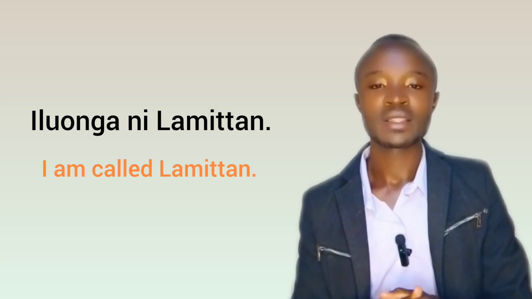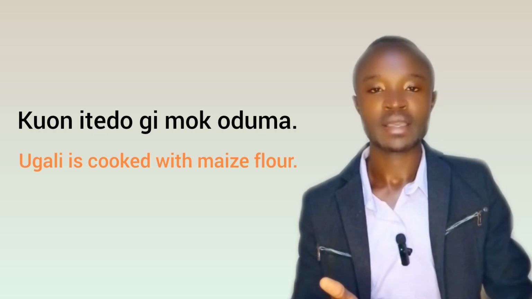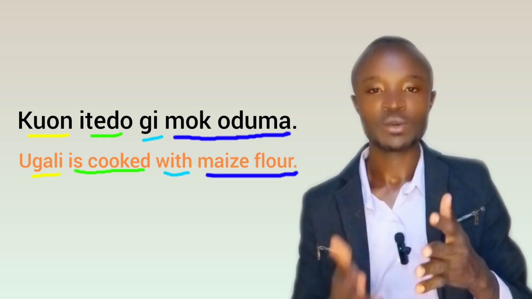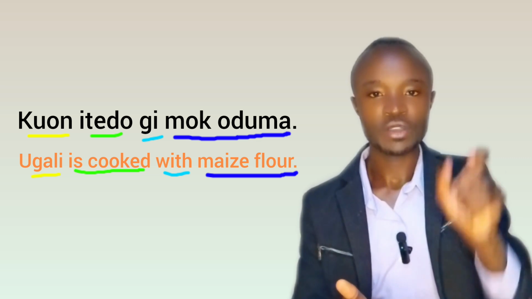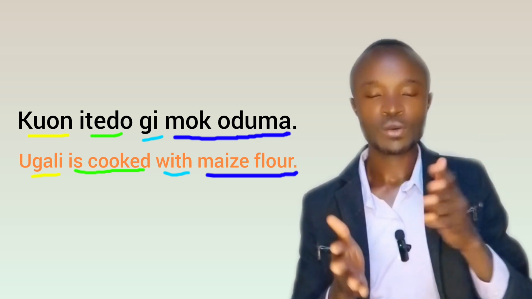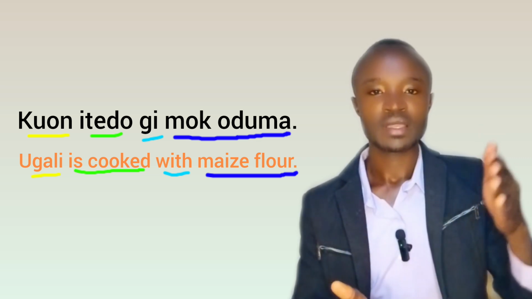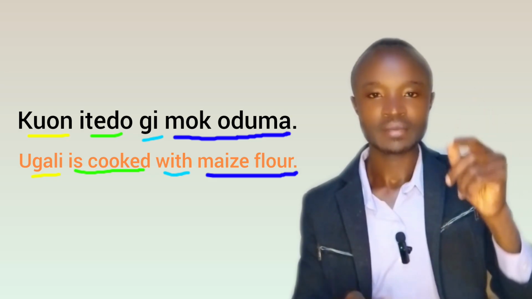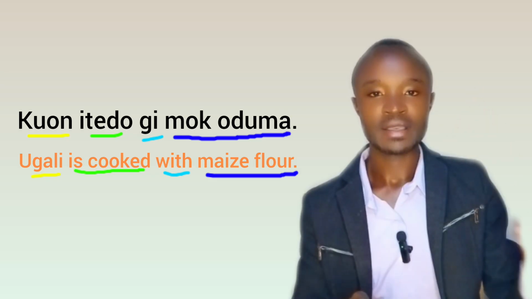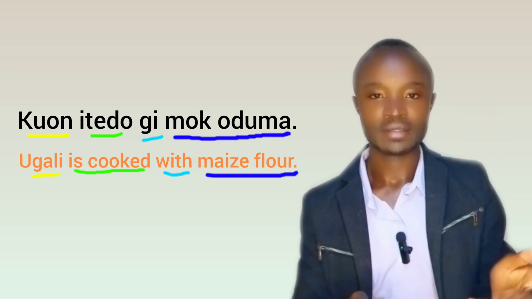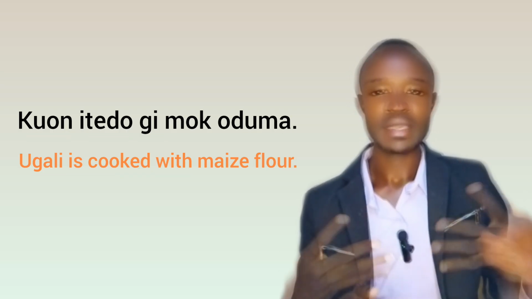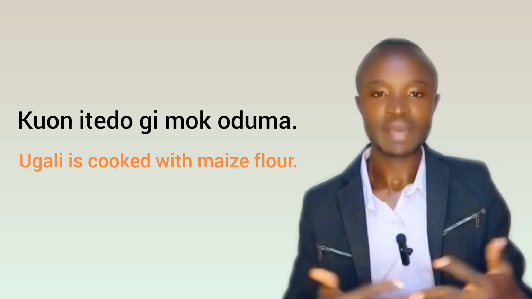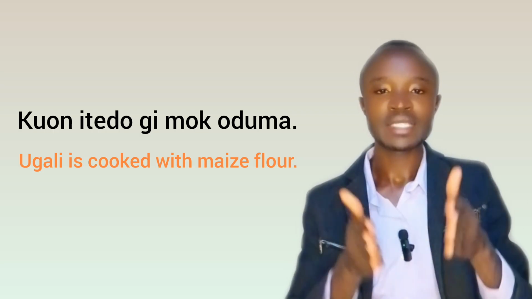Another example, Kuon itedo gimok oduma. Kuon, ugali, itedo is cooked, tedo is cooking. So ugali is cooked with gi mok oduma, maize flour. So kuon itedo gi mok oduma. Itedo in that case introduces the passive voice from the word tedo.